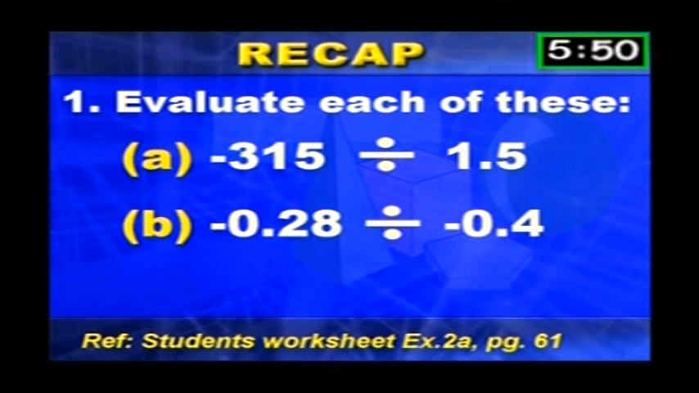A, negative 315 divided by 1.5. B, negative 0.28 divided by negative 0.4. You are given 5 minutes to complete those 2 exercises quickly in your own groups. Follow the steps that you were taught from your previous lesson.